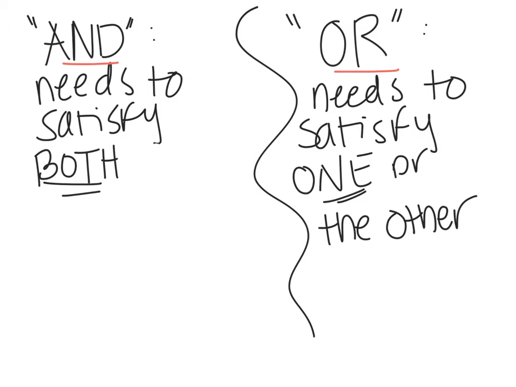So "and" versus "or." "And" has to satisfy both inequalities. If I said to you, if you have blonde hair and brown eyes, you get extra credit, you have to have both those features. That's as opposed to saying blonde hair or brown eyes. If you have blonde hair or brown eyes, you get extra credit, would mean that you only really have to have one of those. So "and" needs to satisfy both inequalities, "or" only has to satisfy one of the inequalities. So let's take a look at that.